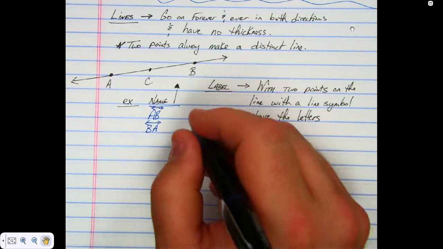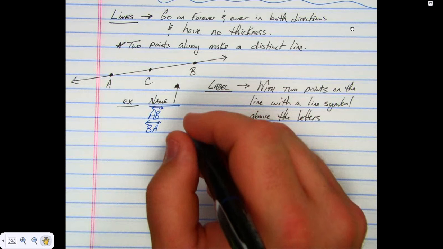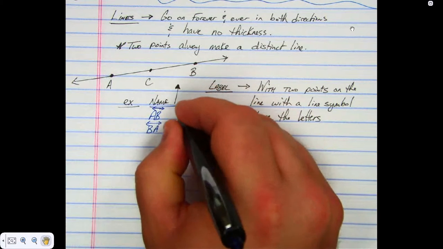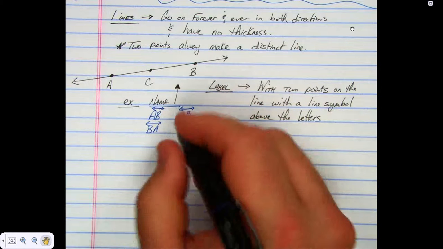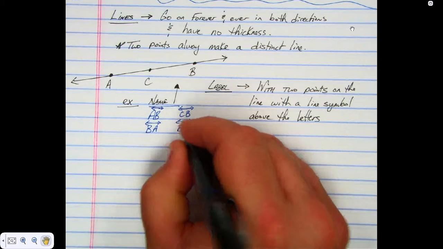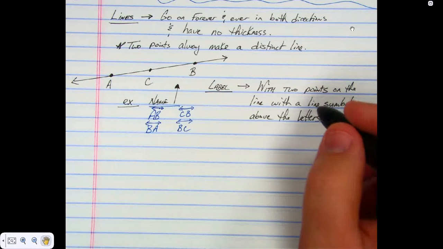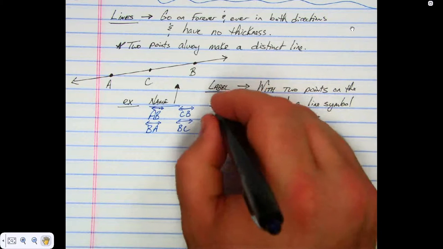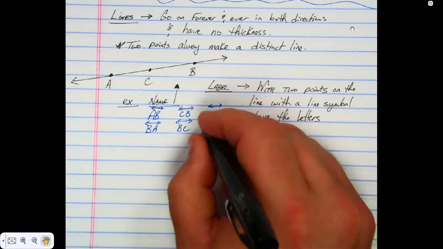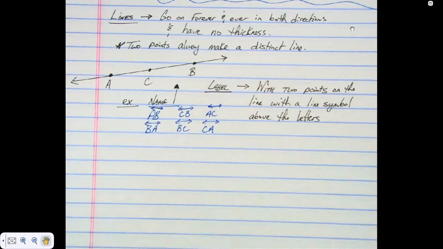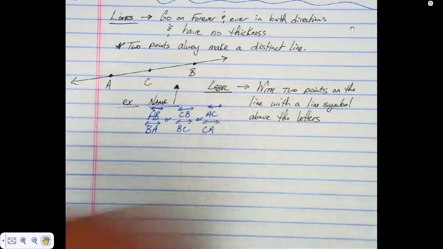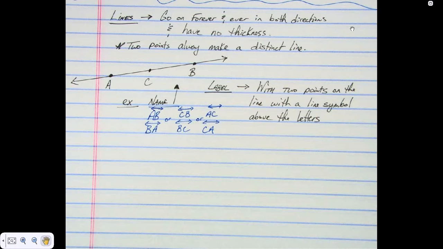Somebody give me another way to name it. Anyone? All I need is two points on the line. CB. Okay, so you would say to me line CB. And then you could do it the other way, couldn't you? And say line BC. Anybody see any other ways to name it? Line AC, I heard. And then line CA. And that's all the different ways, right? Those are all a correct answer to that, asking me to name it.